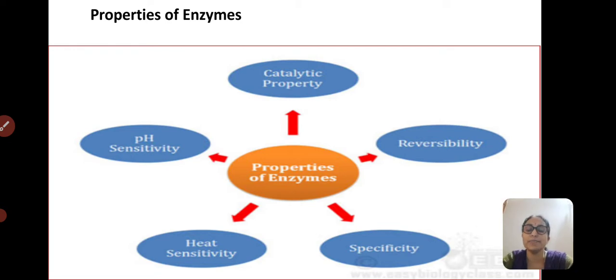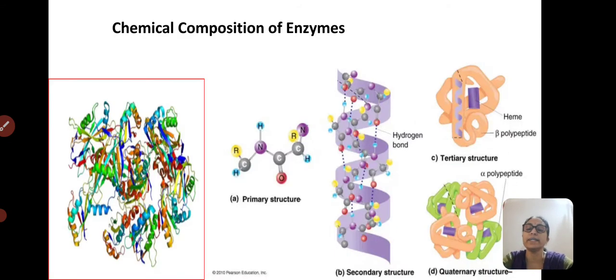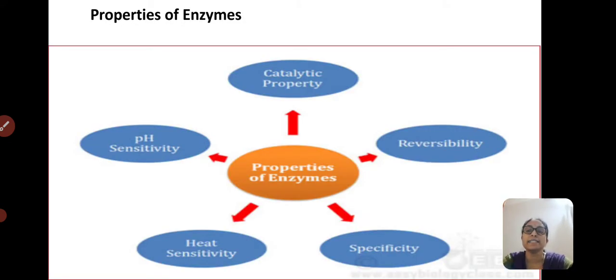Then coming to the third segment, that is the properties of enzymes. Enzyme properties can be distinguished into 6 major types. One is catalytic, another one is missing here, that is the colloidal nature of the enzyme, and then the sensitivity to pH, the heat sensitivity, and also the specificity of the enzymes, and finally the reversibility of the reactions. In this order we studied in our regular sessions. And these are the properties.